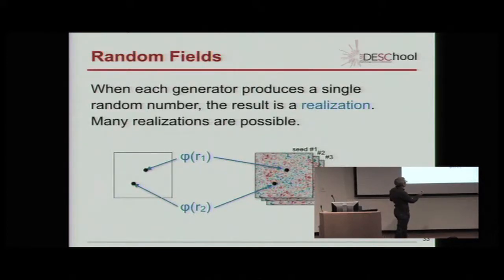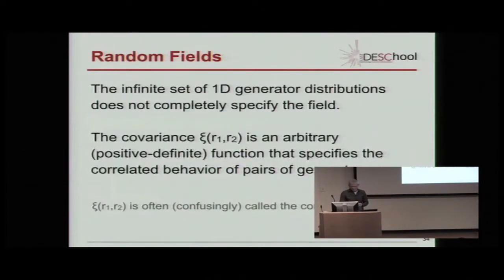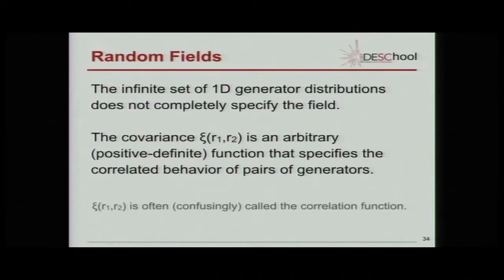If I call this one, it gives me a number at that point. This one gives me a number at that point. I can do that for the infinite set of these random number generators, and I'll get a realization of some underlying delta field. If I change the seed, I'll get a completely different realization. So our universe basically corresponds to one random number seed for each of these infinite number of generators. But unfortunately, that infinite set of 1D histograms for the generators does not completely specify the field.